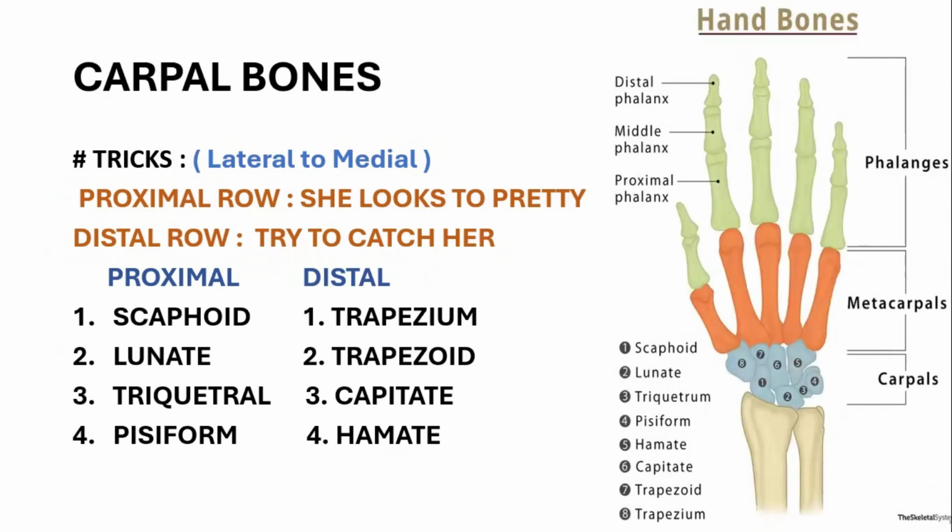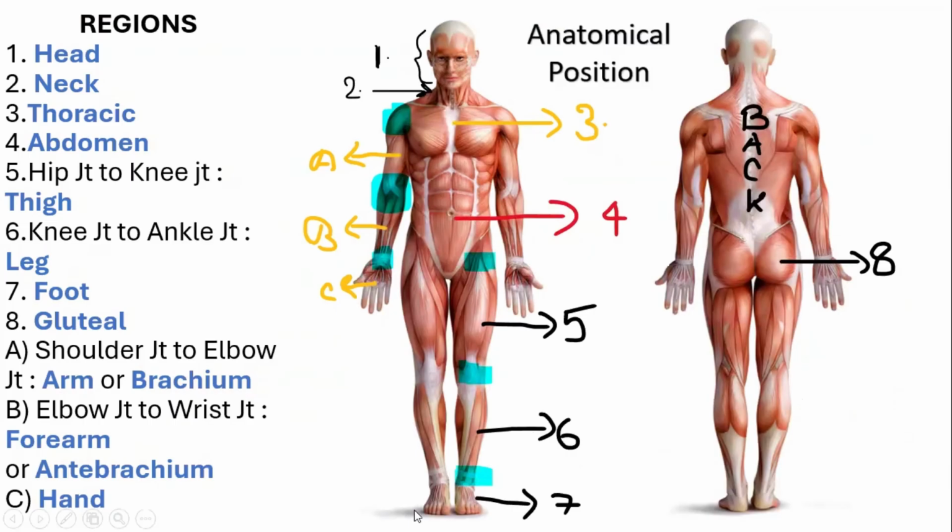Okay. So now let's move on to the carpal bones. The trick to remember is lateral to medial. First, remember lateral to medial, if you stand in anatomical position. This is very important, otherwise every bone will be wrong. Lateral means if we stand in anatomical position, our thumb will be on the lateral side and our little finger will be on the medial side. The thumb is away from the midline, the little finger is towards the midline.